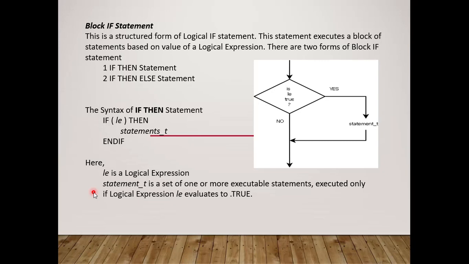Its structure is similar to the logical if statement, and in terms of blocks, it can have two different forms, just like the if then statement as well as the if then else statement. So the block if statement has two categorizations: if then as well as if then else. We'll go for the first one, the if then statement.